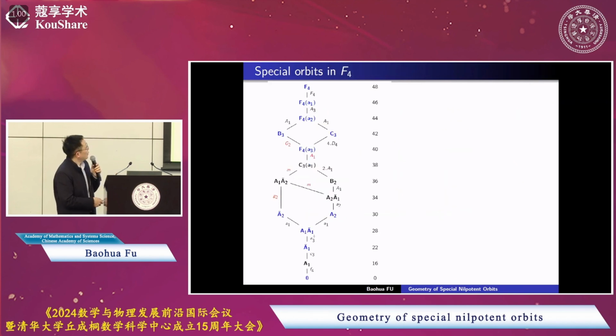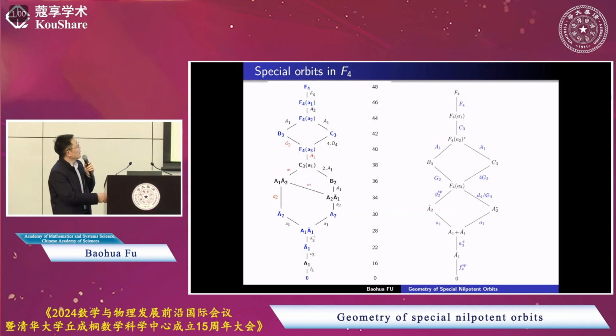And also one more example in F4. For F4, the Hasse diagram is really not so nice. But if you just pick the special ones, then the special orbits form a very nice symmetric Hasse diagram. In fact, the special ones are a maximum subset such that you can form a symmetric Hasse diagram, so you just remove the non-symmetric ones.